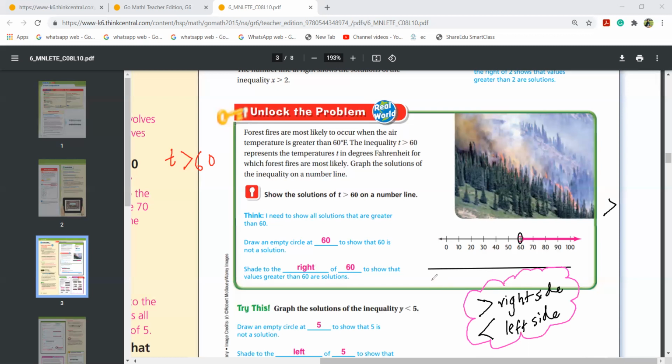It's okay. So T is more than 60. That means the number has to be more than 60, like 61, 62. So it is after. So that's why you go to the right side, especially when it is a positive value and greater than. If it is greater than, you have to go to the right side. Understand, clear?